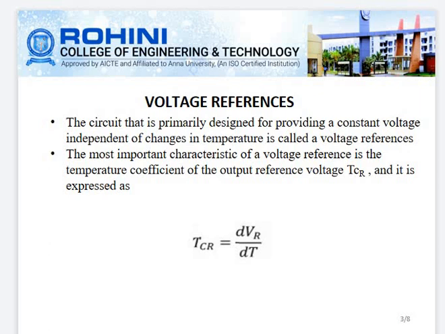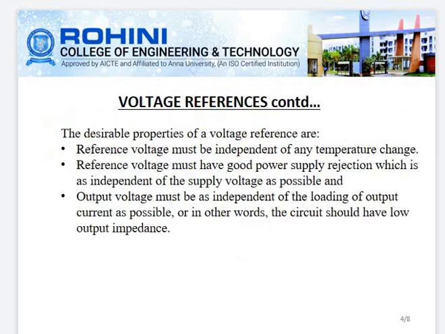A voltage reference circuit that is primarily designed for providing a constant voltage independent of changes in temperature is called a voltage reference. The most important characteristic of a voltage reference is the temperature coefficient of the output reference voltage, TCR, and it is expressed as TCR = dVR/dT.